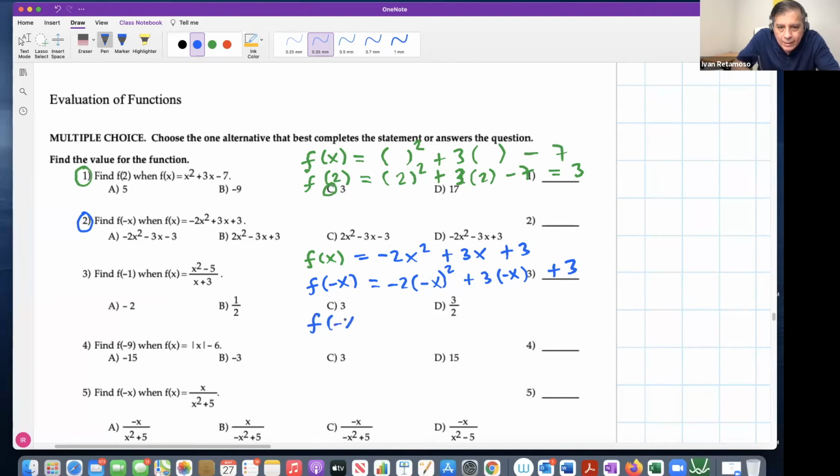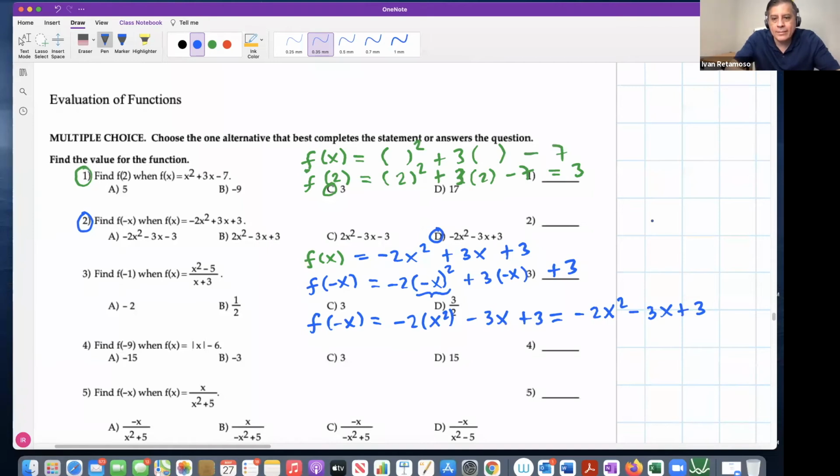So f evaluated at minus x will be, remember, first you deal with the exponent. What is negative x squared? Look, negative 1 squared is positive 1, and this is just x squared. This negative 2 stays outside. Positive 3 times negative x is negative 3x, plus 3. I no longer need parentheses, so this could be written just this way: minus 3x plus 3. And then we're done. This should be it. So that's the answer, guys. Excellent.